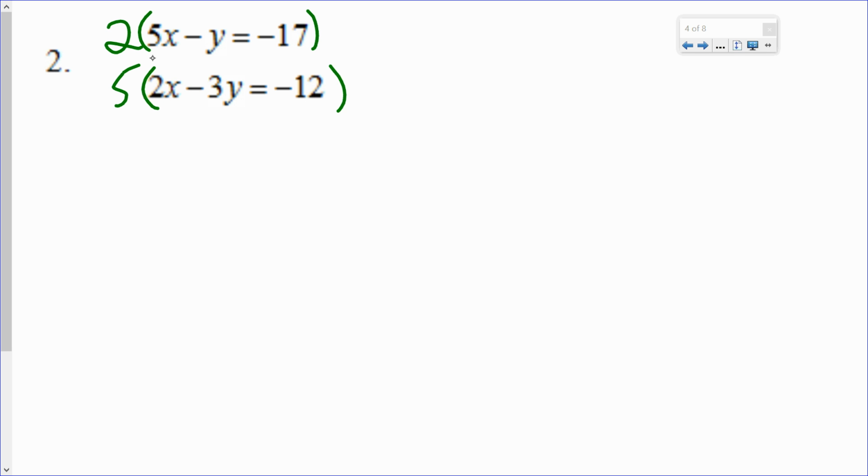Now, are the signs the same or different? Well, they're the same. They're both positive. If they're the same, I have to make one of them negative. It does not matter which one. I can't make them both negative. If I make them both negative, then they're going to still be the same sign. Now I multiply everything through.